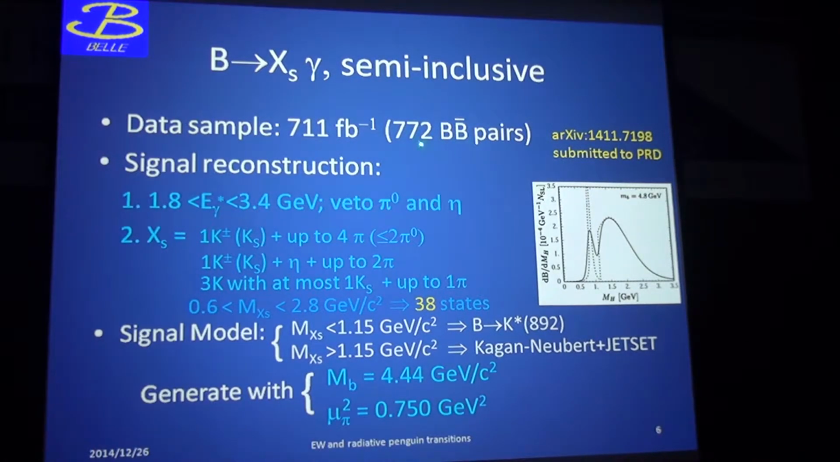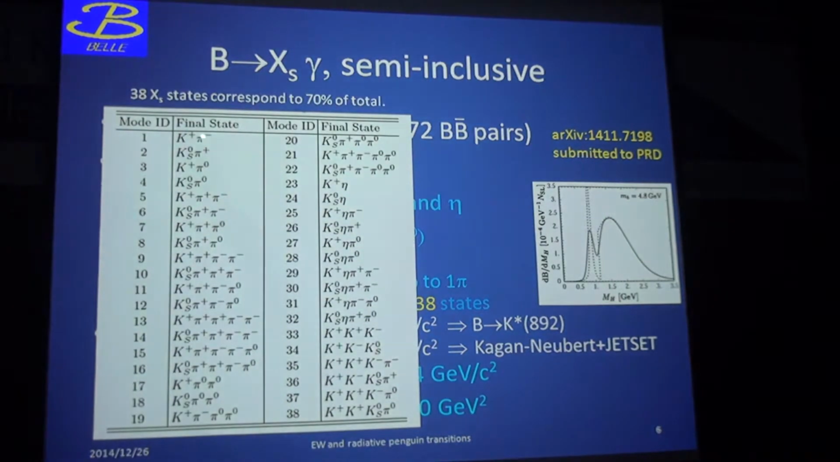So we use the full Belle data sample, 711 inverse femtobarn, and first we choose the photon which is not from pi 0 or eta decays, and then reconstruct the Xs states with 1 kaon and up to 4 pions, or 1 kaon plus an eta and up to 2 pions. So in total there are 38 final modes. I will show you this roughly reconstructed 38 modes.